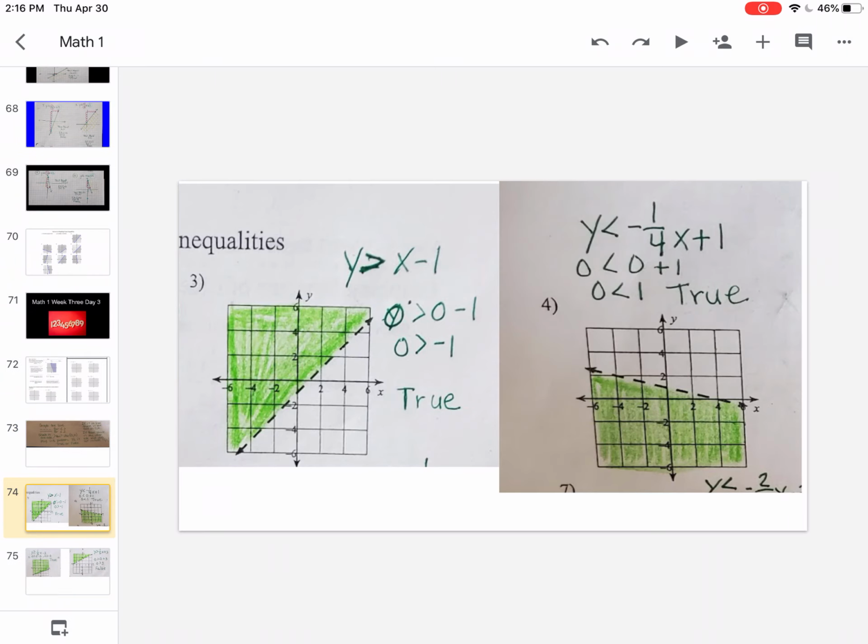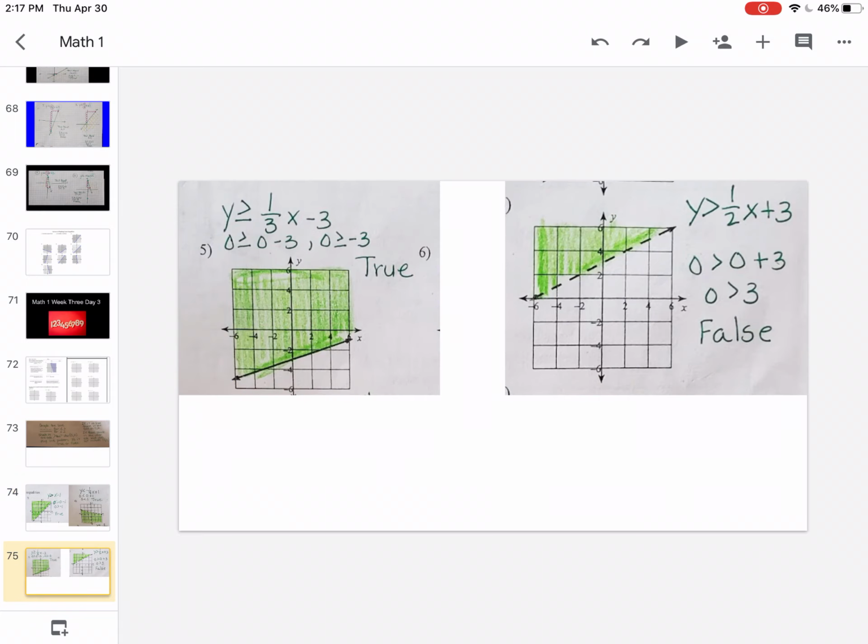So this is the same as you have been doing. We have y is greater than x minus 1. So I just put zeros in for y and x, and then I am looking to see if it's true. It's true, so I'm going to shade in the area that includes 0, 0. And you're going to do that the same for number 4, okay?